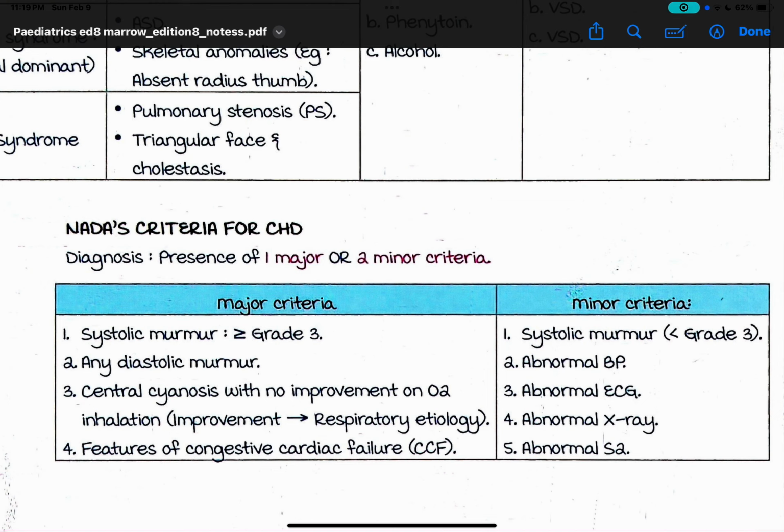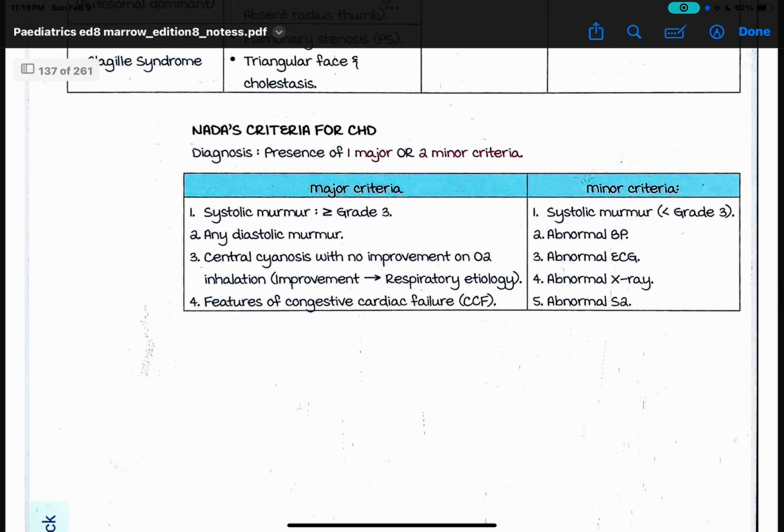Minor criteria are systolic murmur less than grade 3, abnormal blood pressure, abnormal ECG, abnormal X-ray, abnormal S2. That is the minor criteria.